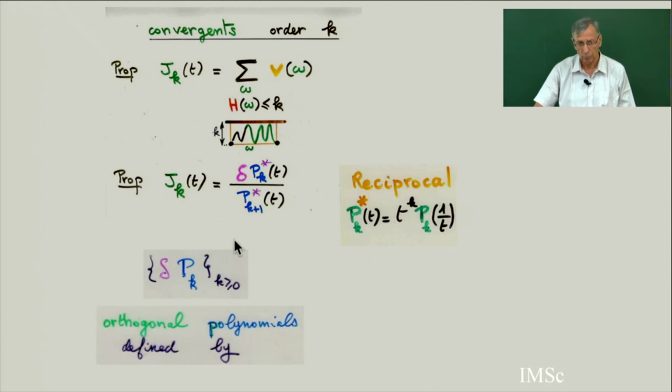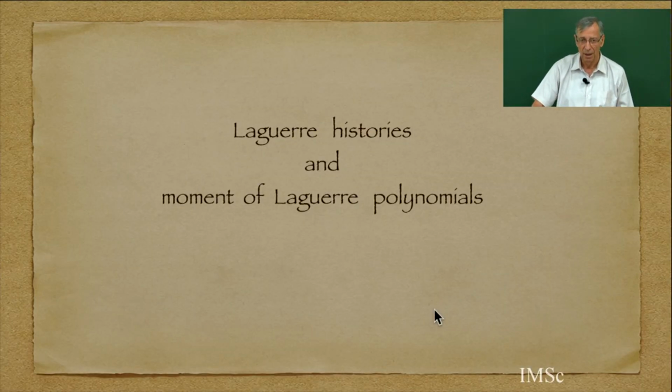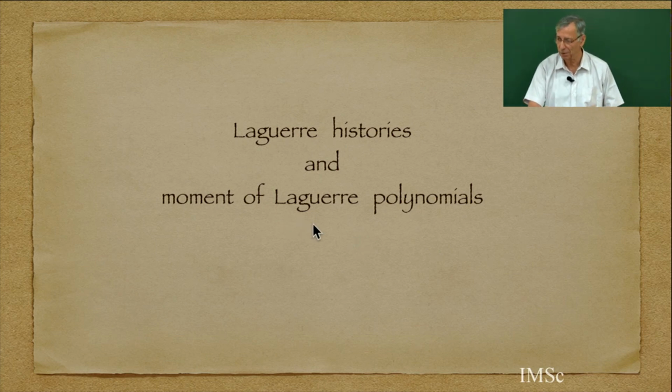And so here I just recall the definition of P star. It's the reciprocal polynomial, and the shift delta is where you just shift b_k and lambda_k. Okay, so this was a general introduction to orthogonal polynomials, formal orthogonal polynomials, and continued fractions. Now we are going to go to the connection with the PASEP and Laguerre histories and moments of Laguerre. This will be very important for our purpose of the PASEP polynomial.